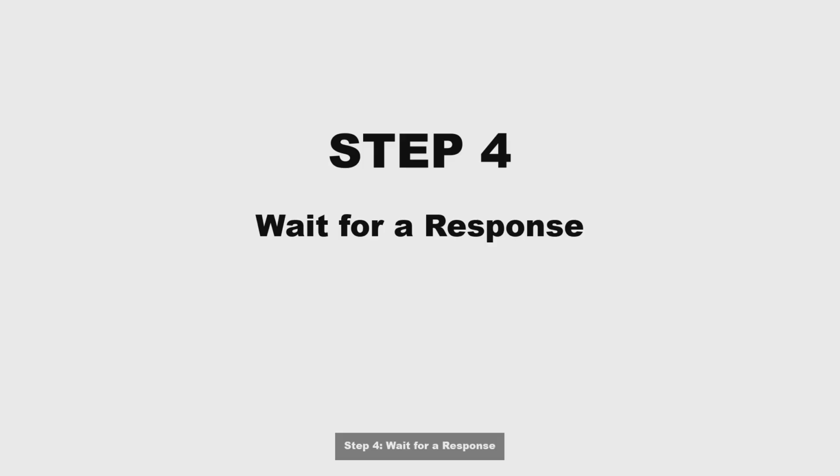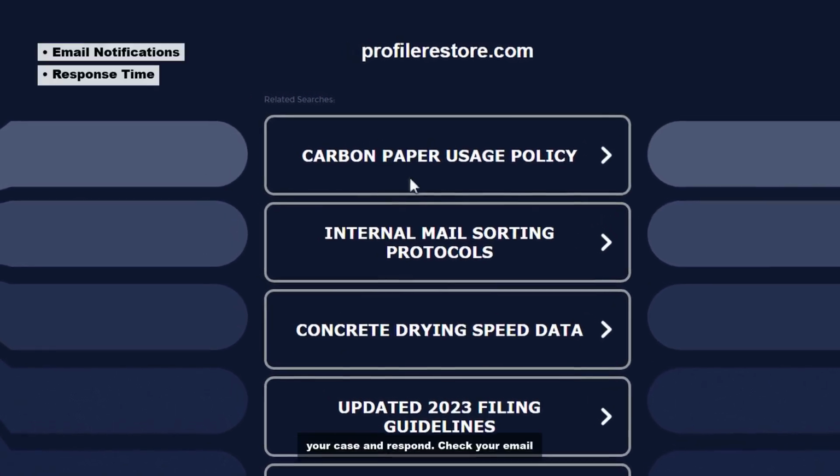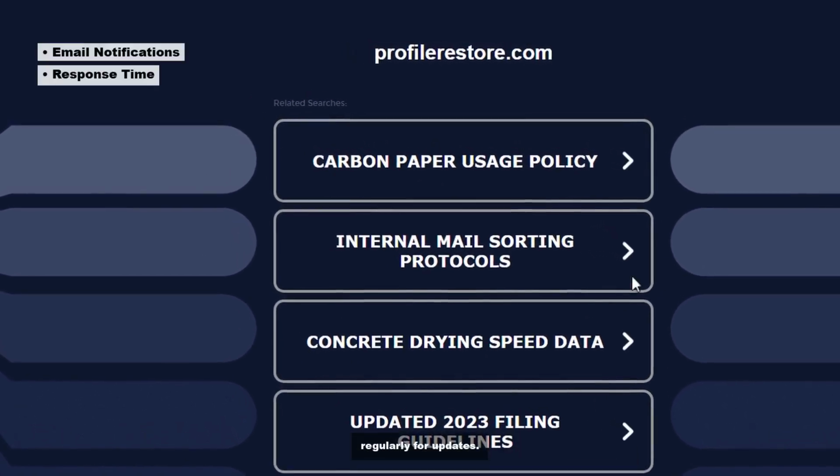Step 4. Wait for a response. After submitting your appeal, be patient. It may take several days for Pinterest to review your case and respond. Check your email regularly for updates.